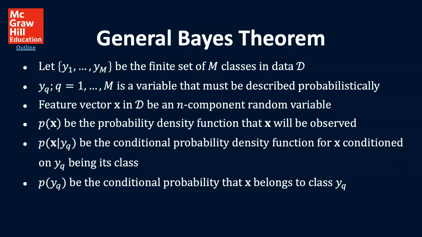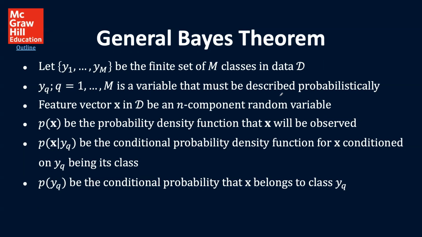Okay, now we're going to talk about general Bayes theorem. First, setting this up. Sorry, more mathematics. We'll let y1 to ym be the finite set of m classes in data D. Yq, where q equals 1 to m, is a variable that must be described probabilistically. The feature vector x in D will be an n-component random variable.